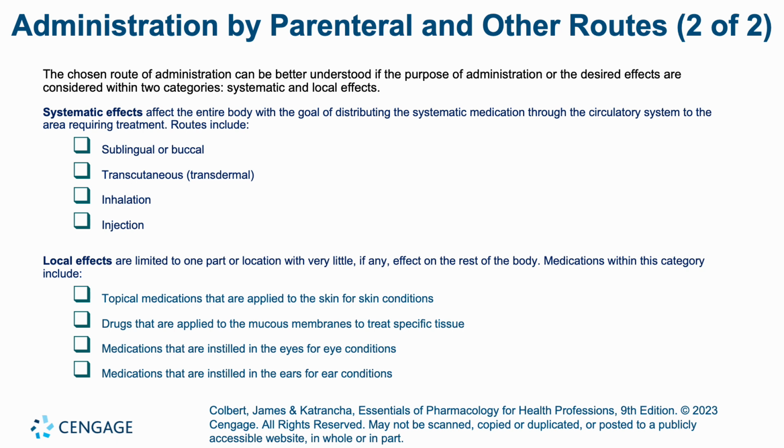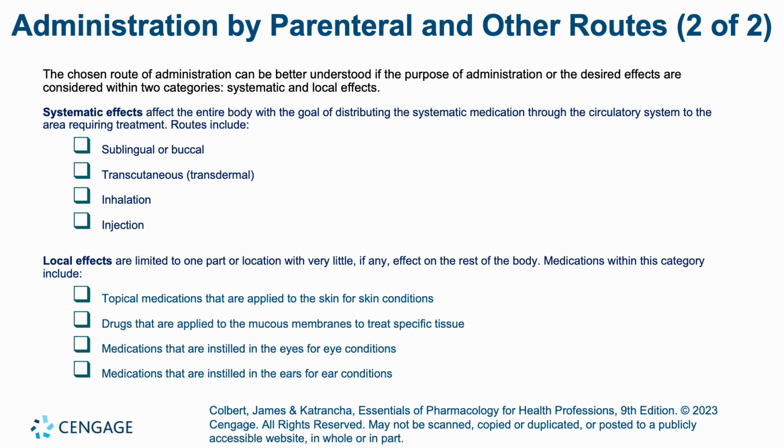So routes that will take systemic effect that will end up circulating through the bloodstream are the sublingual or buccal route, the transcutaneous or transdermal route, inhalation, and injection. Local effects, on the other hand, think about like when people say, go to your local restaurant, right? It's in your area.